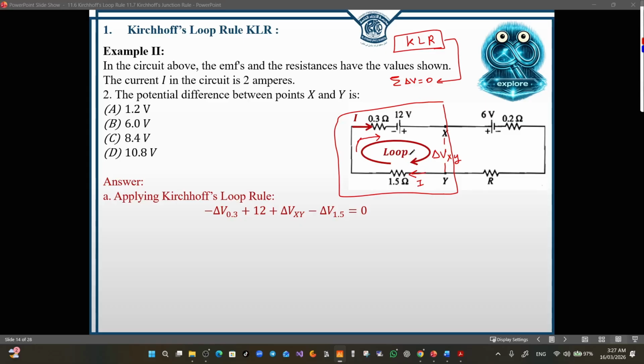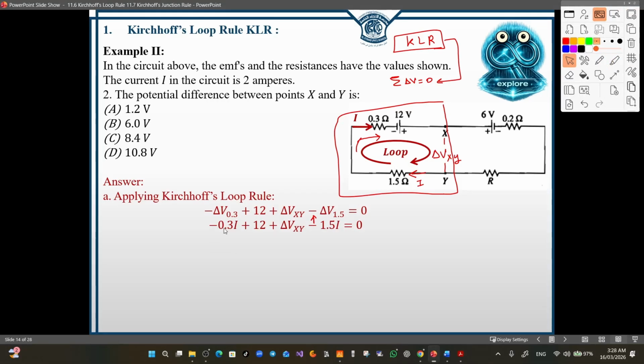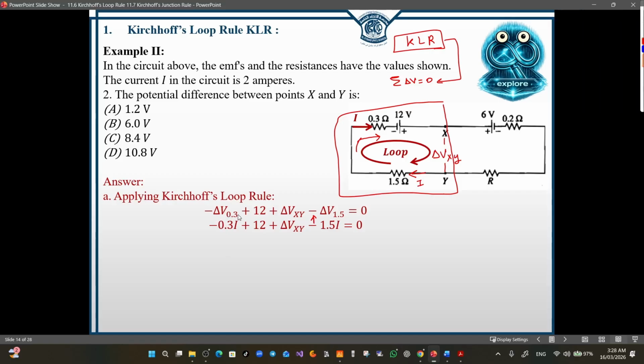Since the direction of my loop and the direction of the current is the same, we use a minus sign for the potential difference across the resistor. Now applying Ohm's law, the delta V of the 0.3 is 0.3 I, resistance times current, plus 12, plus the delta V xy. Again, this is the resistor. We know that the potential difference across the resistor is the product of current times resistance. So 1.5 is the resistance of this resistor multiplied by the current.